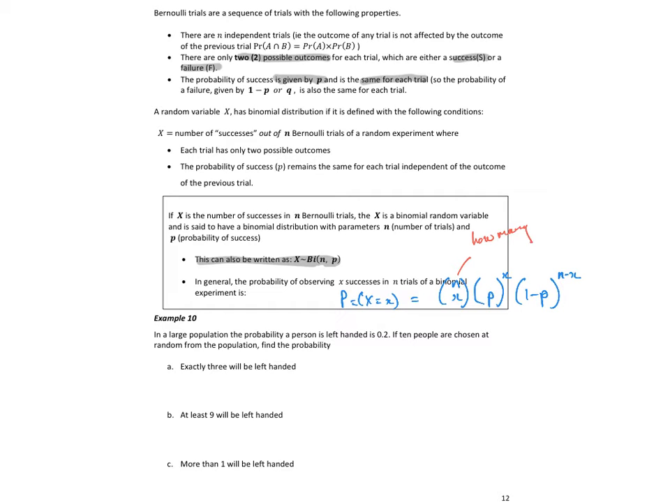So what we're saying is the nCx is how many arrangements. That's how many ways, for example, we might be able to have 2 wins from 4 attempts. It could be the first and the second, it could be the first and the third attempt, the first and the fourth attempt, second and third attempt, etc. p to the power of x is the successes, and the 1 minus p to the power of n minus x is how many failures.